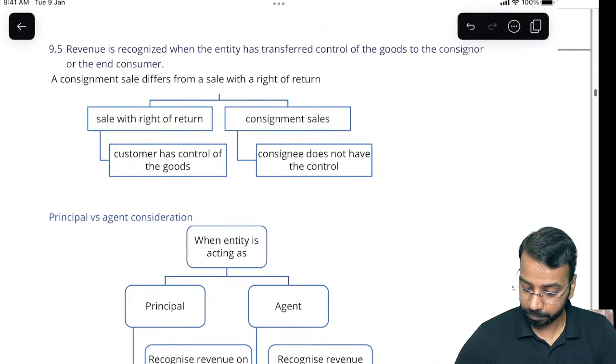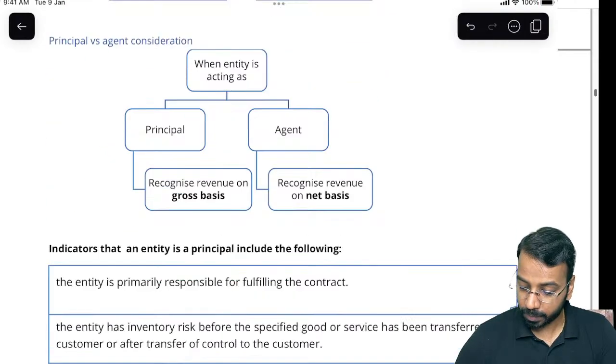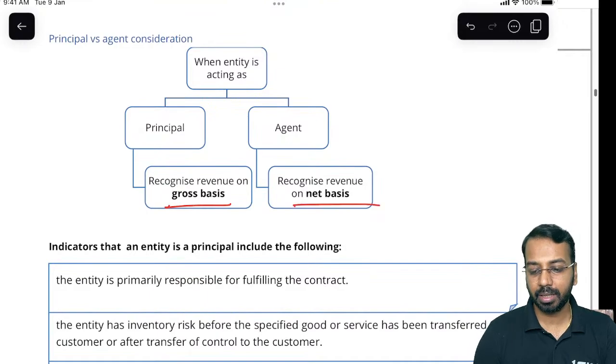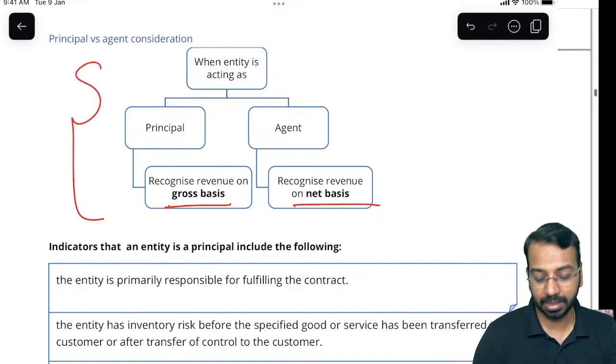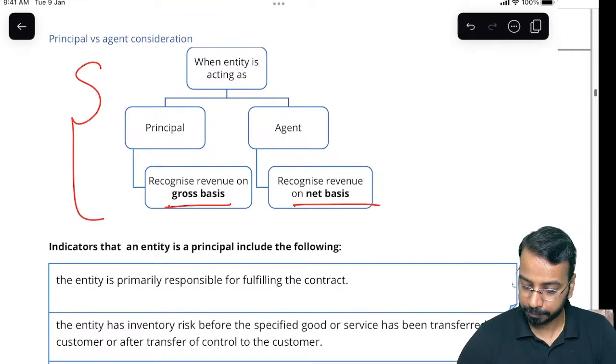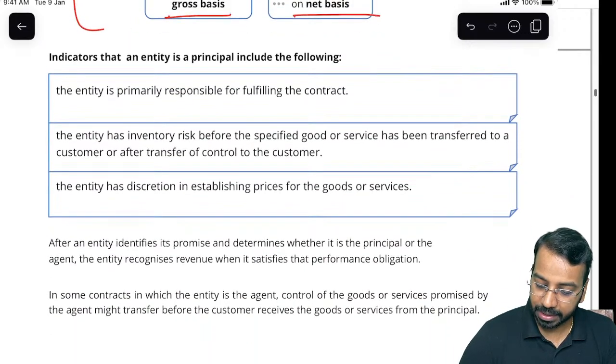Then revenue is recognized on gross basis and on net basis. Simple thing, but they may test it in the examination. That is also there. Now, indicators that the entity is principal.